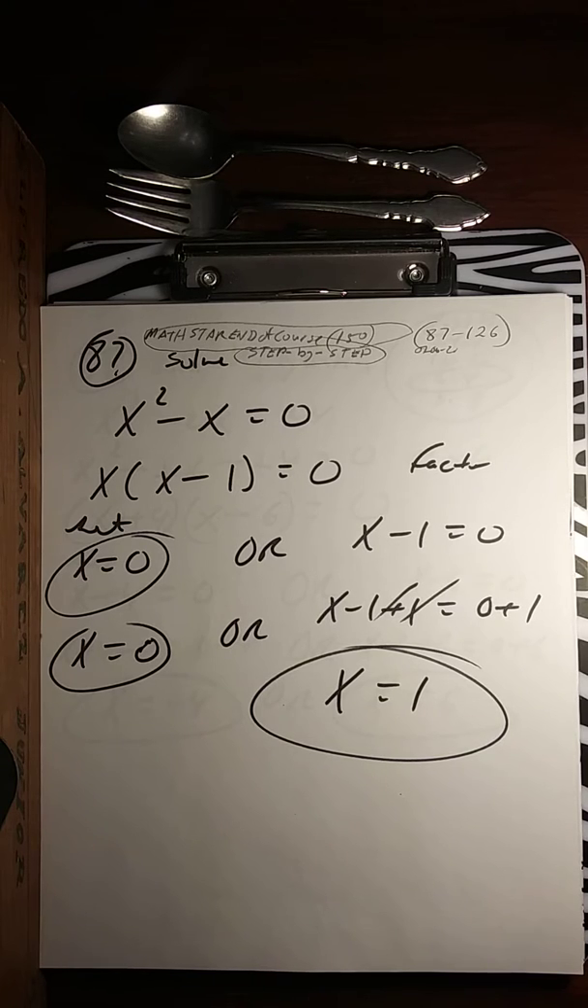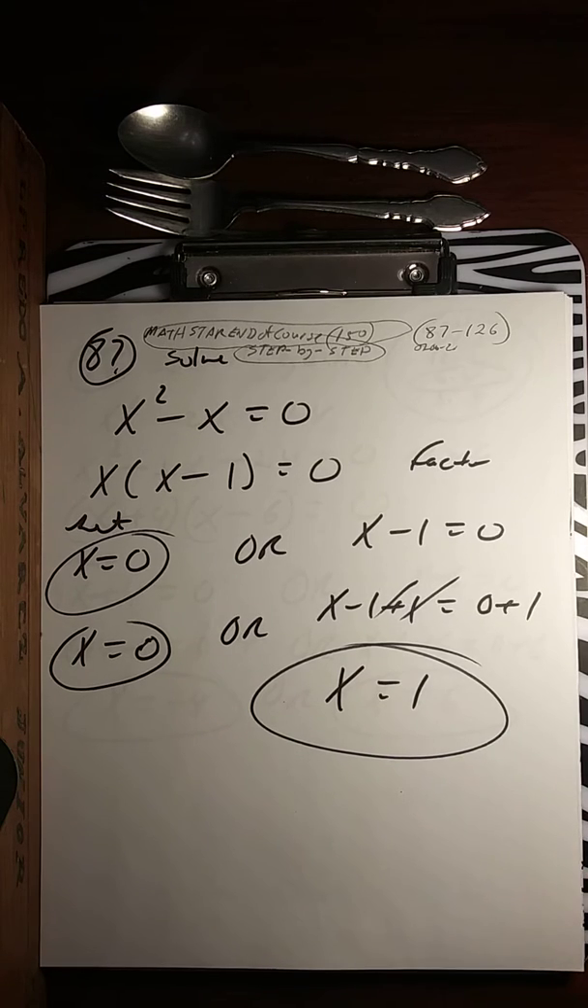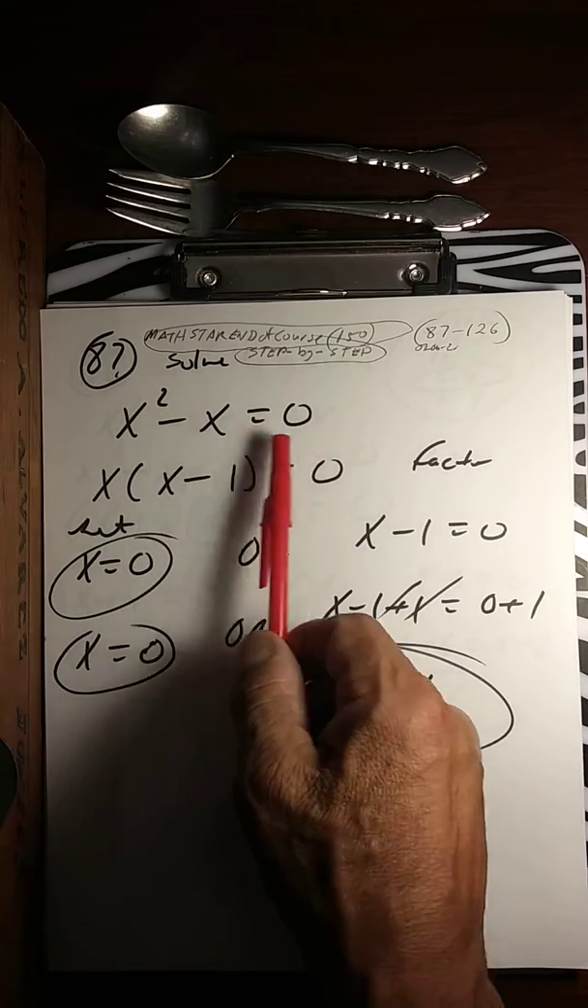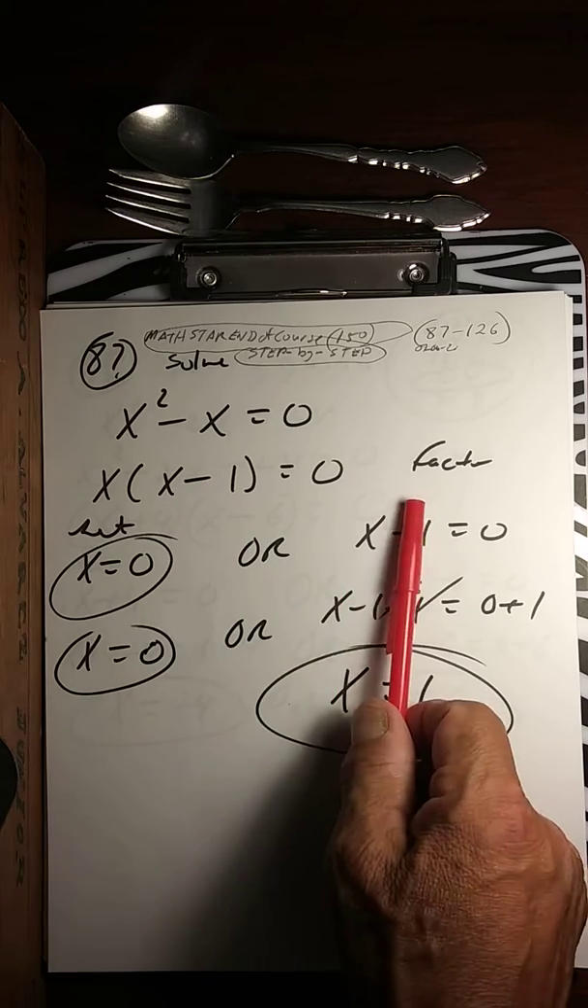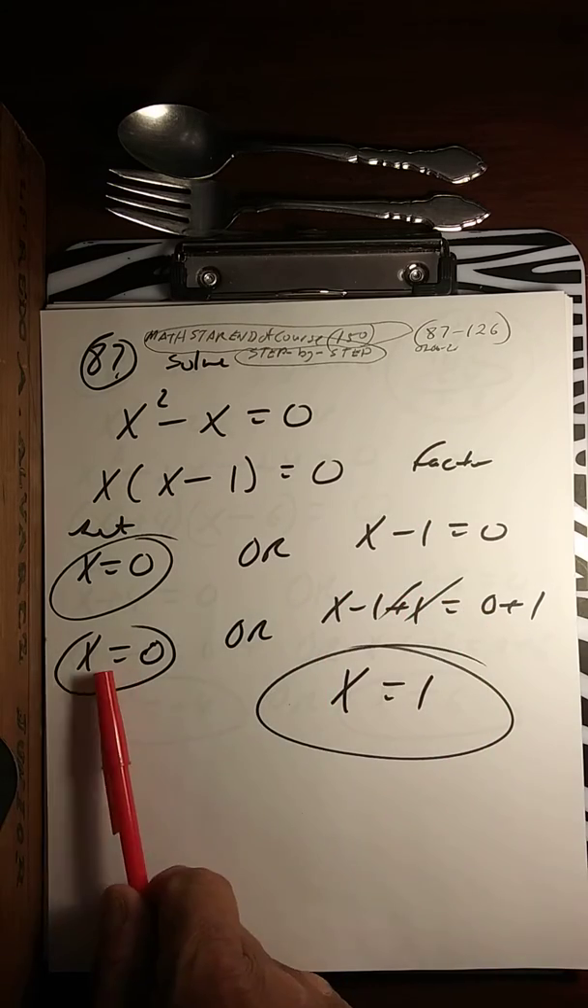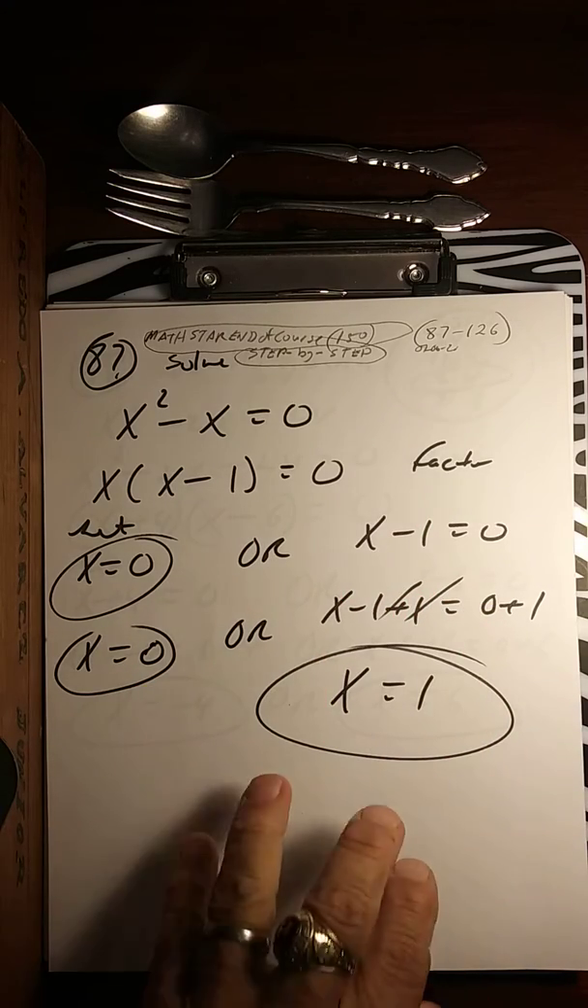Alright, Math Star, step by step. So x squared minus x equals 0. Factor this out: x(x minus 1) equals 0. So x equals 0, or x minus 1 equals 0, so add 1, x is 1. We're done.